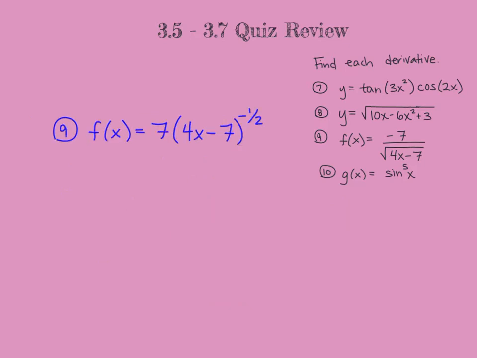For number 9, I rewrote the square root that's in the denominator as the 4x minus 7 to the negative 1/2. So we could clearly use the power rule. So we actually don't need to use the product rule here, because even though we do technically mathematically have what is considered a product, this factor right here of 7 does not have an x in it.